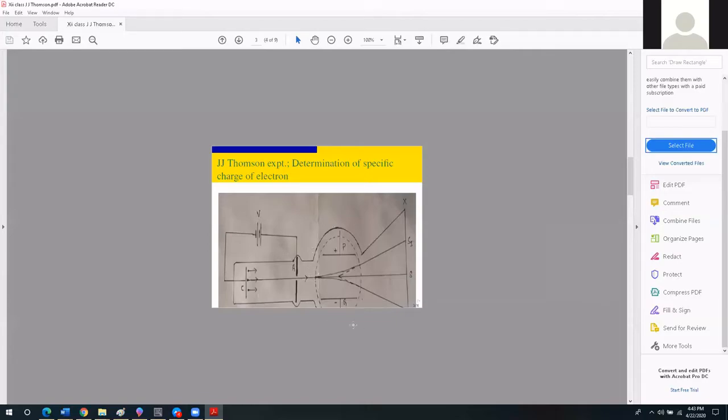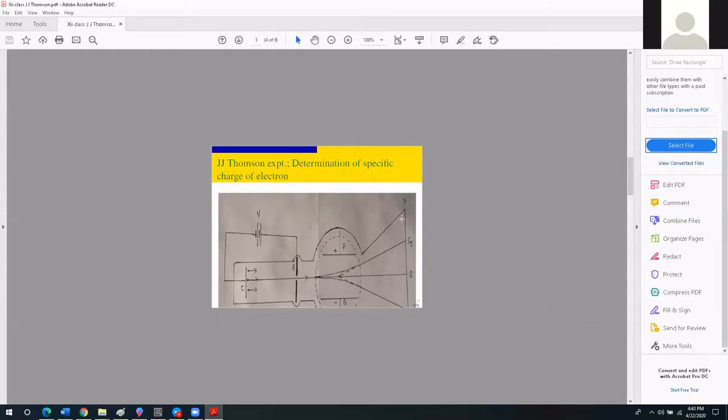Now the beam of electrons enters the cross fields. In the cross fields we know electric field and magnetic field must be there. This dotted circle represents the magnetic field, and the electric field is applied between the plates P and Q, making the upper plate P positive. The magnetic field is perpendicular to the plane and directed inward.